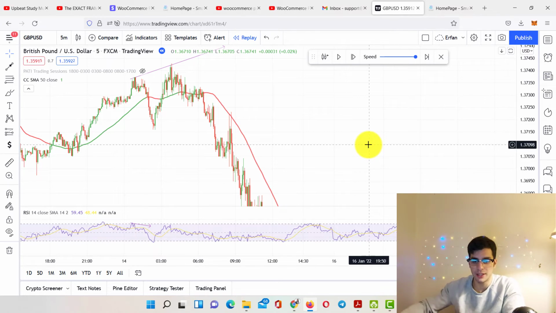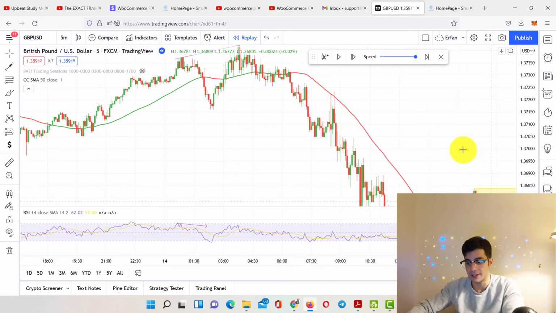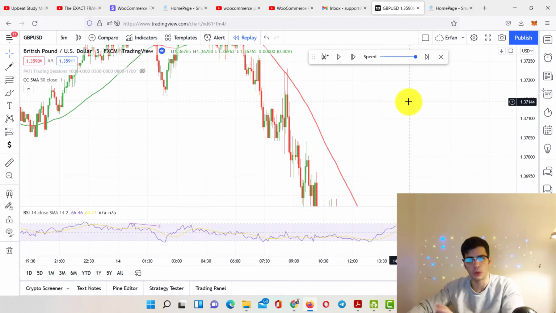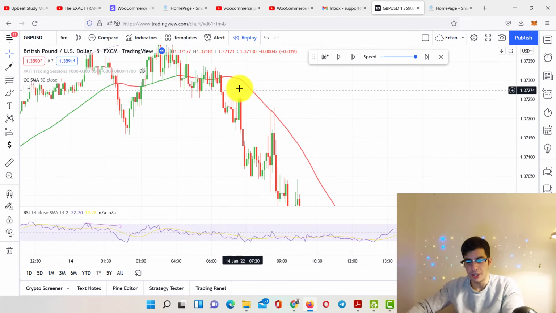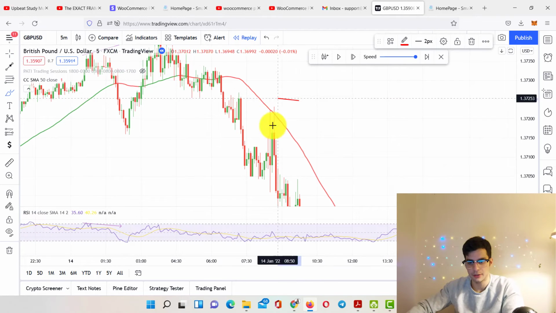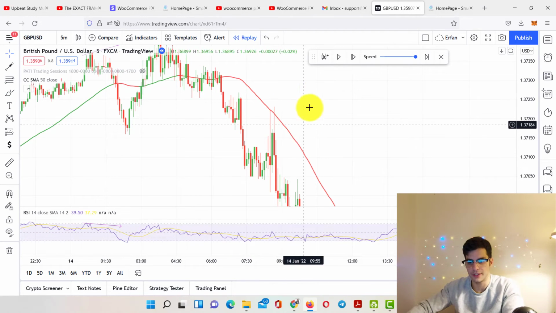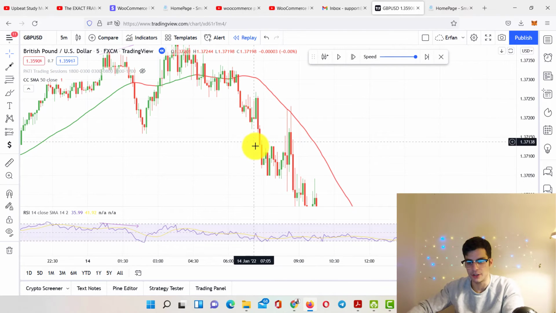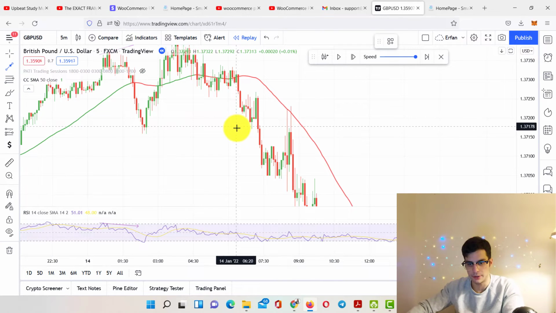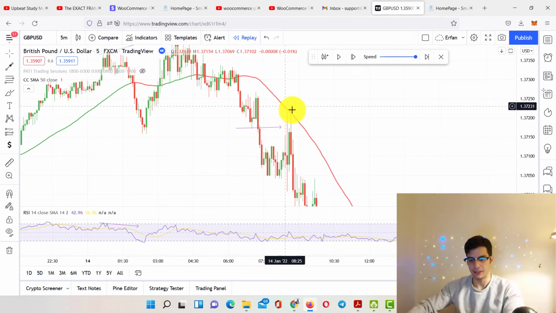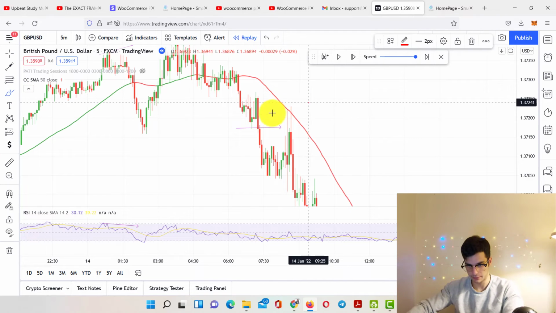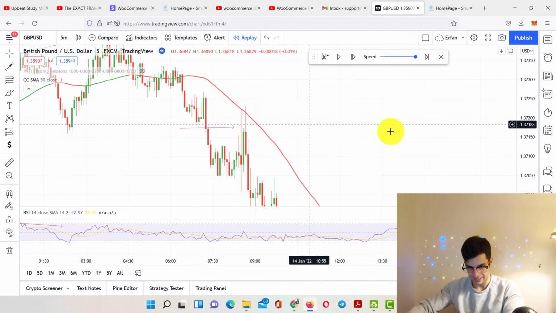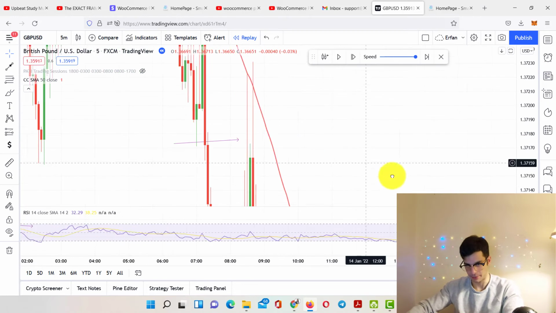I personally don't use that. I just use a 50 SMA, pure order blocks and gaps. But I just came across this example here. This example is a really good one for the 50 SMA. As you can see, we have this huge break of structure here, and the price came back, respected this 50 SMA and just dropped. And what is that 50 SMA?